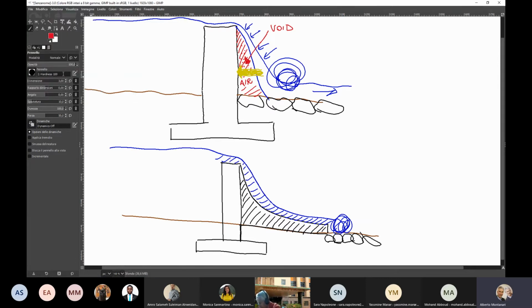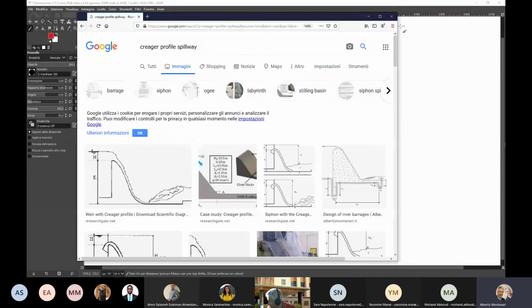So let me put it in evidence in red. This shape here. How should this be shaped? Before I move forward, let me look again for pictures. 1 second. Very good. I found what I wanted to look for.